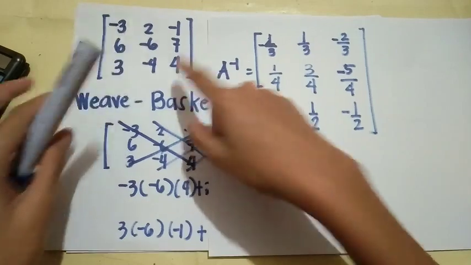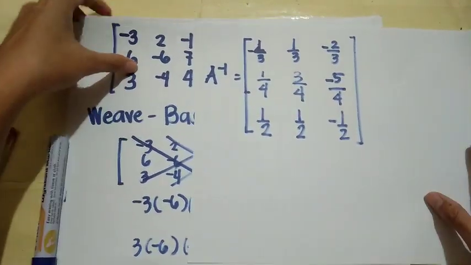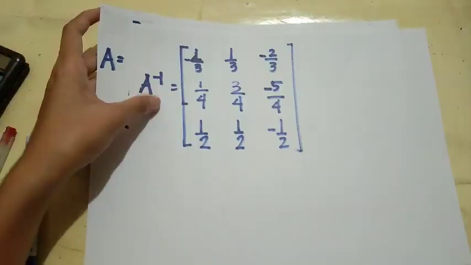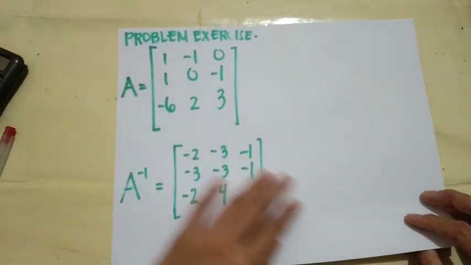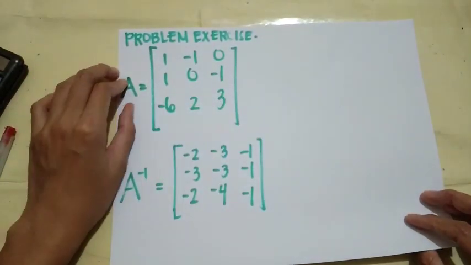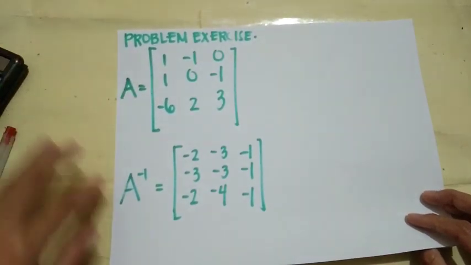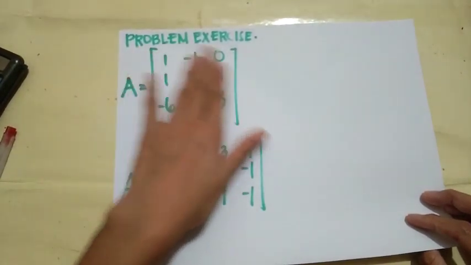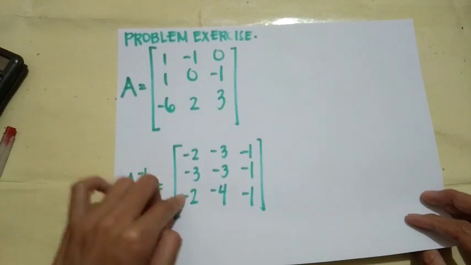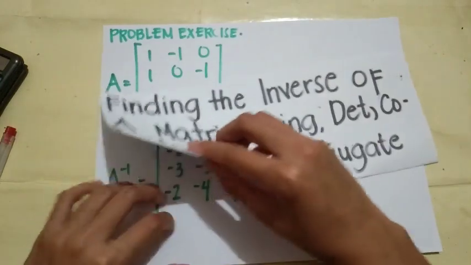So we have found the inverse of this one using the cofactor, determinants, the minors, and the adjugate. So that's it. In our discussion here, I have a problem exercise. You have to get the inverse of this one using the minor cofactors, determinants, and the adjugate. The answer of this one is this one. You have to perform it and come up with this inverse here. So that's it for this video.